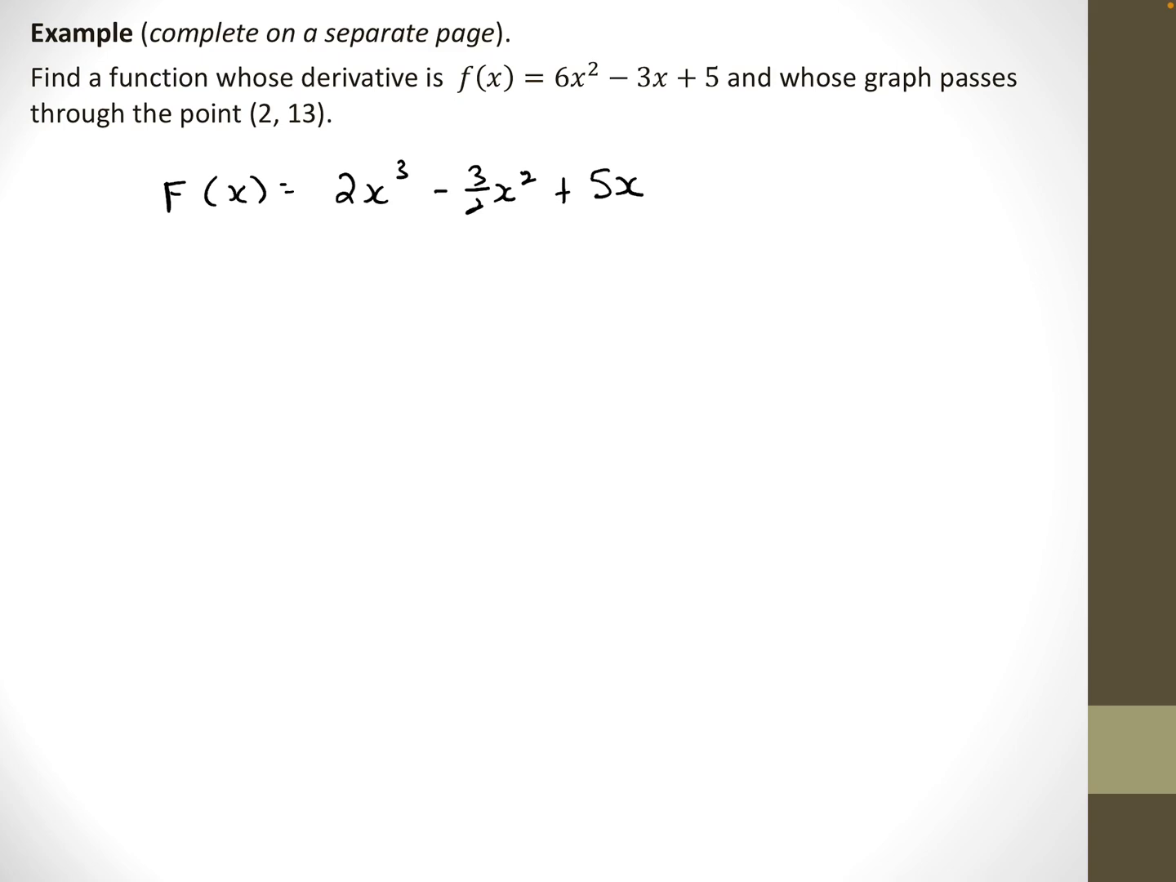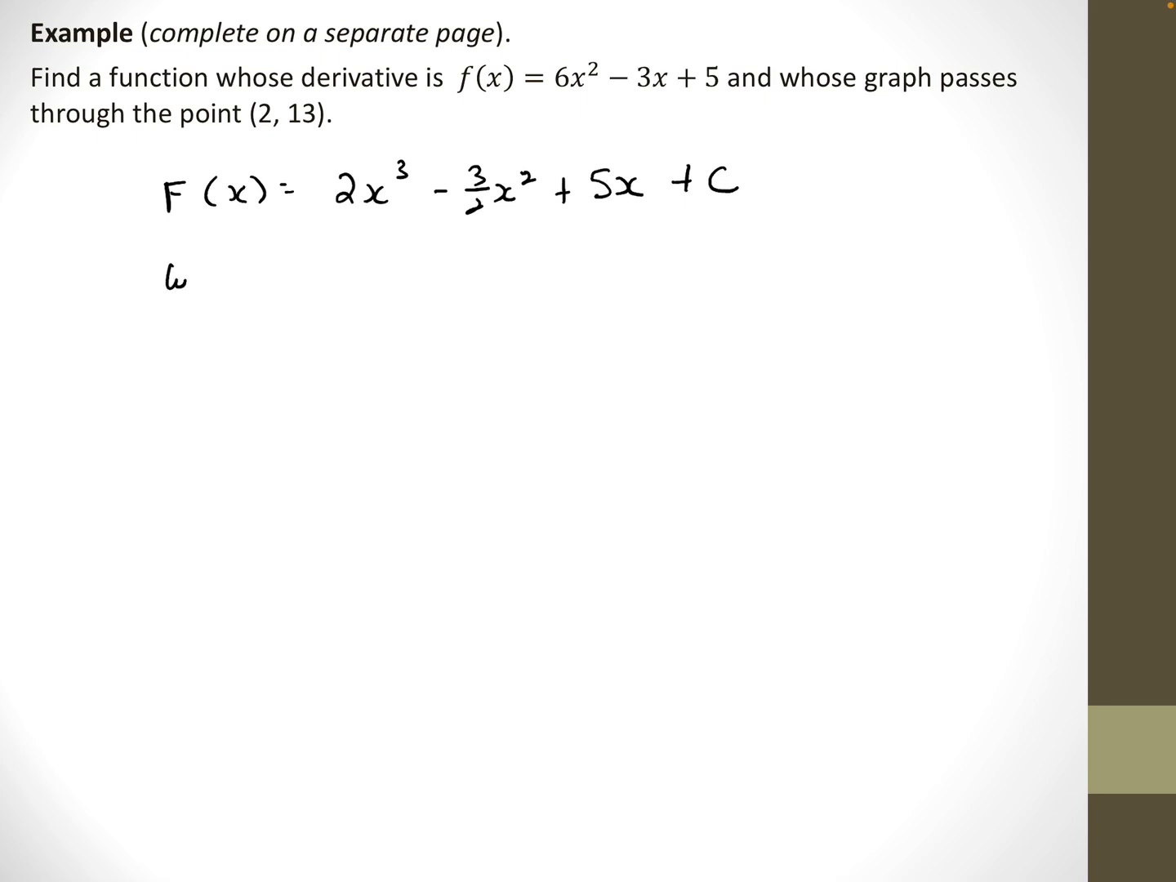Now, the thing is, though, there are many functions that have that derivative. That is, all of the functions that have the derivative 6x squared minus 3x plus 5 will start with 2x cubed minus 3 halves x squared plus 5x. They'll all start like that, but then each one will have a constant at the end, some number out there that when we take its derivative, it's 0, and we don't know what that constant is.